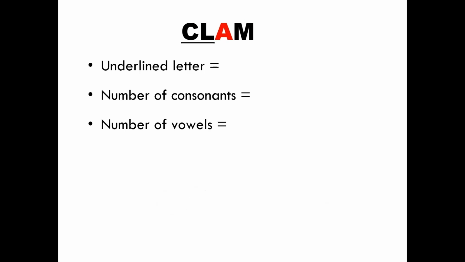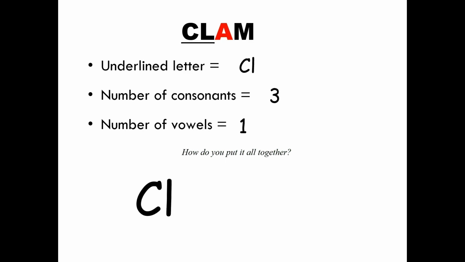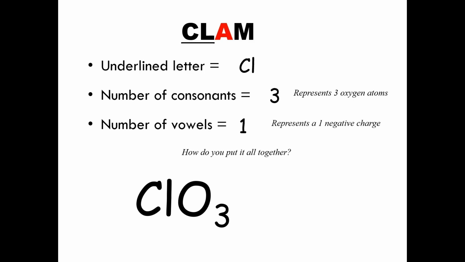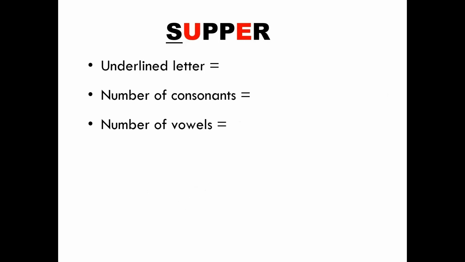The third word in the mnemonic is clam. The underlined letters are Cl, representing the element chlorine. There are 3 consonants in this word and 1 vowel. So how do we put it all together? Well, the chemical formula for the ion will start with Cl. The 3 consonants represents the 3 oxygen atoms in the ion, and the 1 vowel represents the 1 negative charge on this compound. The name of this polyatomic ion is chlorate.